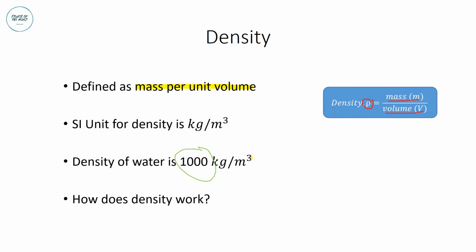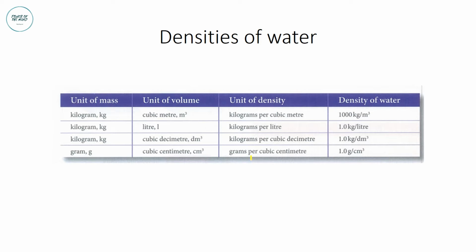Another example, iron is denser than water. When you drop iron inside the water, the iron goes down, right? Why? Because iron is more dense, so it will sink in the water. This slide shows the density of water in different units. But the two most common ones are 1000 kg per meter cube and 1 gram per cm cube. Most of the time they will ask you to give your units in kg per meter cube or gram per cm cube.